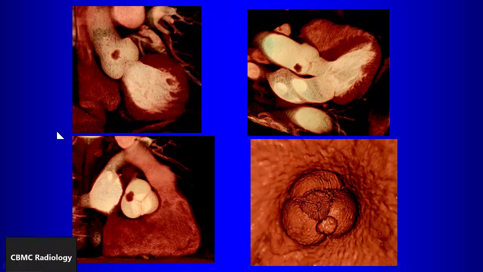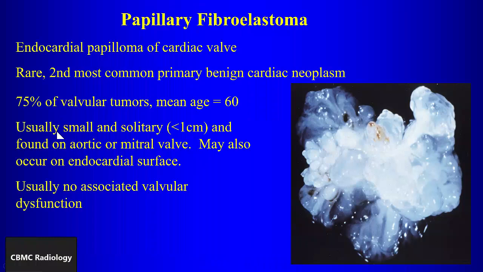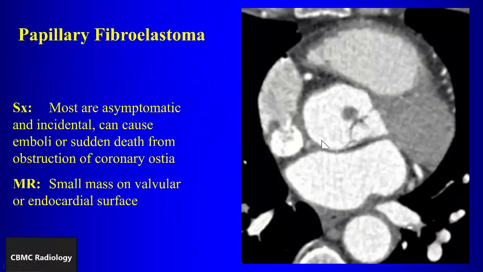Okay. So it's the second most common primary benign cardiac neoplasm; the most common one, of course, is myxoma. It makes up 75% of valvular tumors, usually small, solitary, can be found on the aortic or mitral valve, usually with no associated valvular dysfunction. So papillary fibroelastoma: most are asymptomatic, usually an incidental finding.